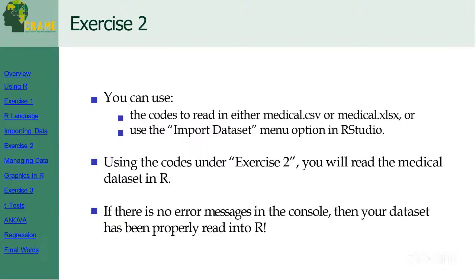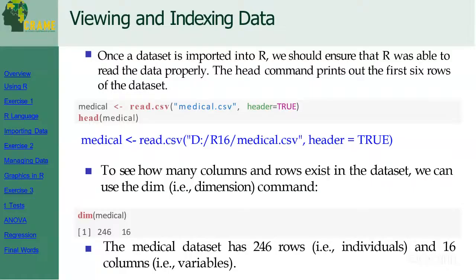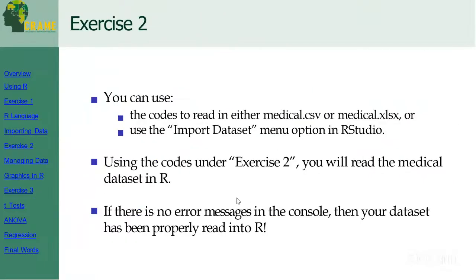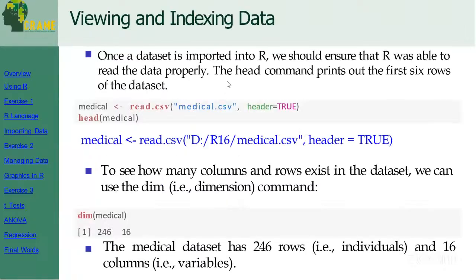Using the code under exercise 2, you will read the medical data into R. So your next exercise is to bring the data into R. If there is no error message in the console, your dataset has properly come into the R environment, and the variable which you have saved can be utilized with the variable name. Once the dataset is imported into R, we should ensure that R was able to read the data properly, and the command that prints out the first 6 rows of this dataset is the head command.